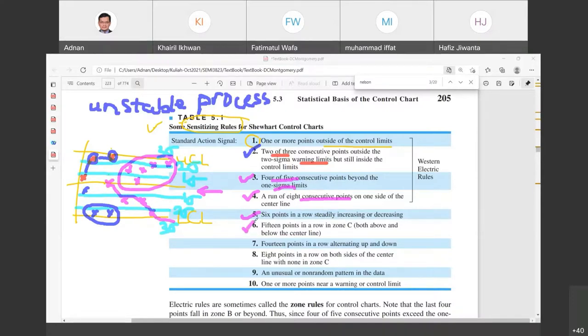Or if you have 15 points in a row in zone C, which is both above or below the center line, 15 points in a row in zone C. We divide this into three areas, we can have this, we divide this into zones.